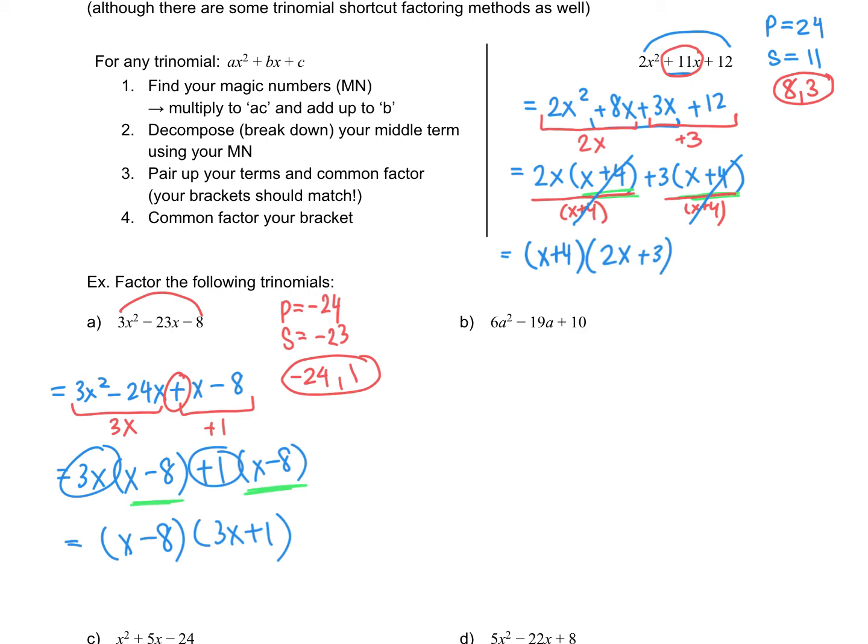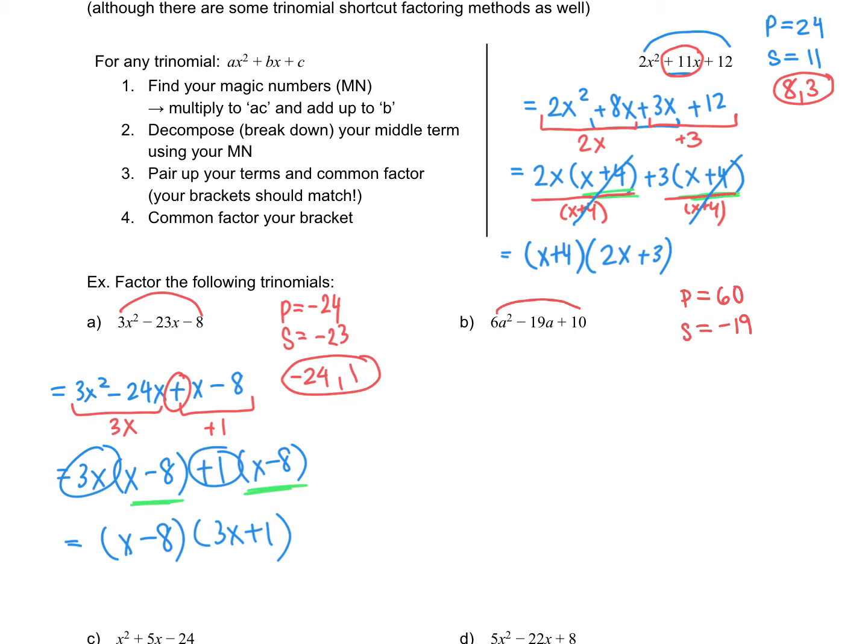All right, for the next one, we're going to multiply our outside. So 6 times 10 is 60. And then the sum is going to be negative 19. Now, it is very important before you start guessing numbers to decide on the signs. My product is positive. In order for me to multiply two numbers to get a positive number, either both of my numbers are positive or they're both negative.